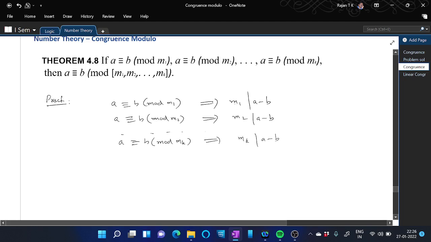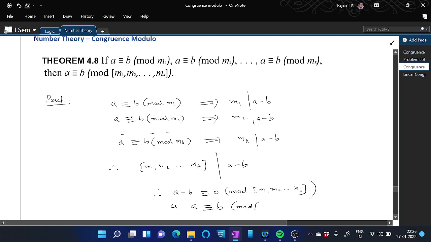So here all the integers M1, M2, etc., Mk divide A minus B, and therefore LCM of M1, M2, etc., Mk also divides A minus B, and therefore A minus B is congruent to 0 mod LCM of M1, M2, etc., Mk, and that is written as A is congruent to B mod LCM of M1, M2, etc., Mk.